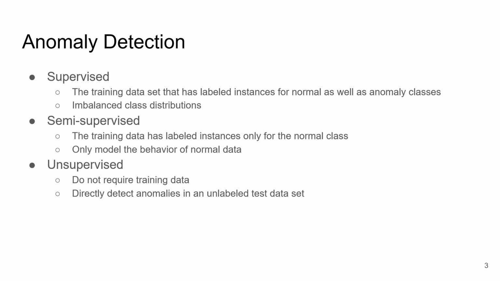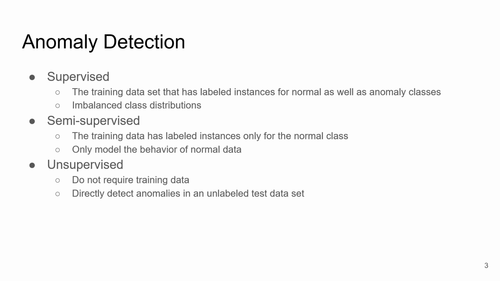Semi-supervised anomaly detection uses training data that has labeled instances only for the normal class. So there is only the normal class in your training data, without any outliers. We only model the behavior of normal data. And in my personal opinion, this property is very important, because anomalies usually have high variation and are unpredictable. If they appeared regularly, we would not call them anomalies. So we don't have any assumption about anomalies in this problem setting.